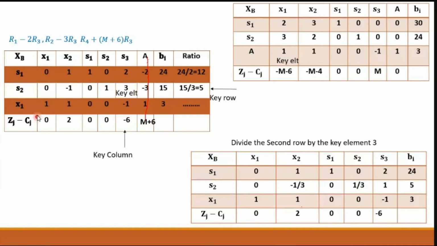So if I divide the second row by 3, this will come. Everything else is the same, only here 0/3 is 0, -1/3 is -1/3, 0/3 is 0, 1/3 is 1/3, 3/3 is 1, and then 15/3 is 5. So the ratio part goes away. We have to divide the second row by 3 so that we have only this much table now. So this is the key element, right, this is our key element. This is the key element now.